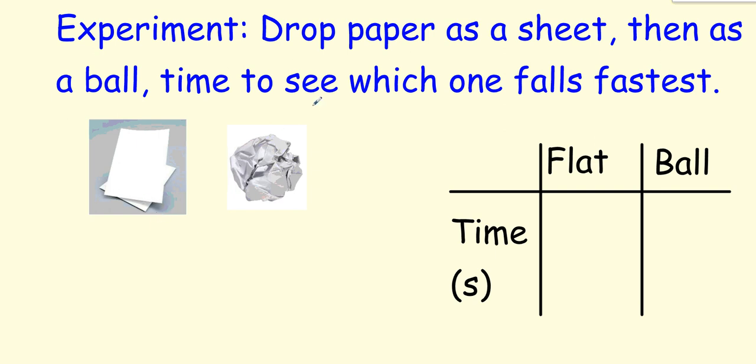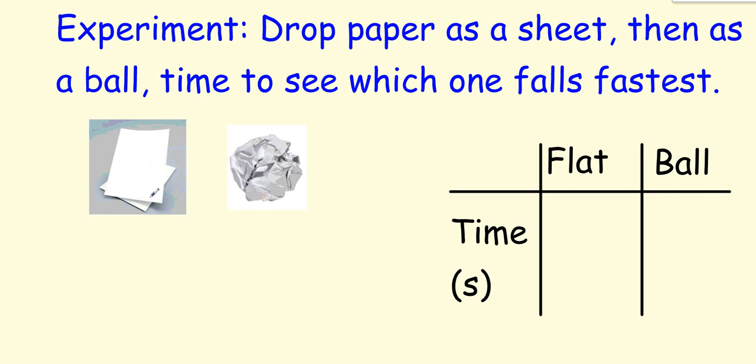So our independent variable, the thing that changes, is going to be if it is flat or if it is screwed up. Okay, so we're going to change the area and the shape of the paper and see which one falls fastest. So our dependent variable that we're going to measure is how long it takes to fall.